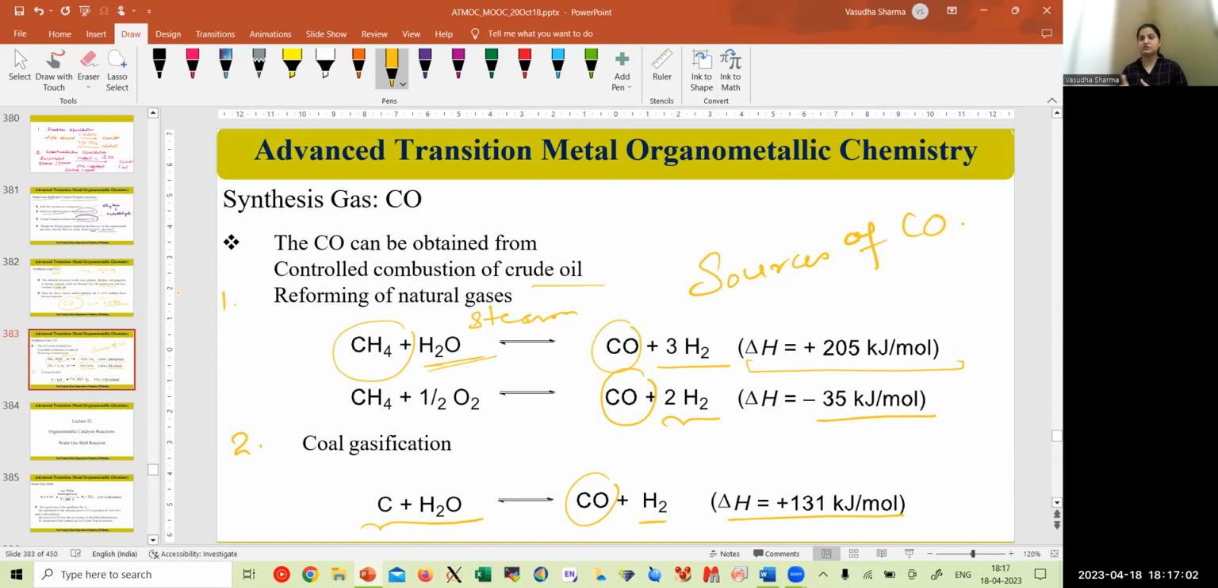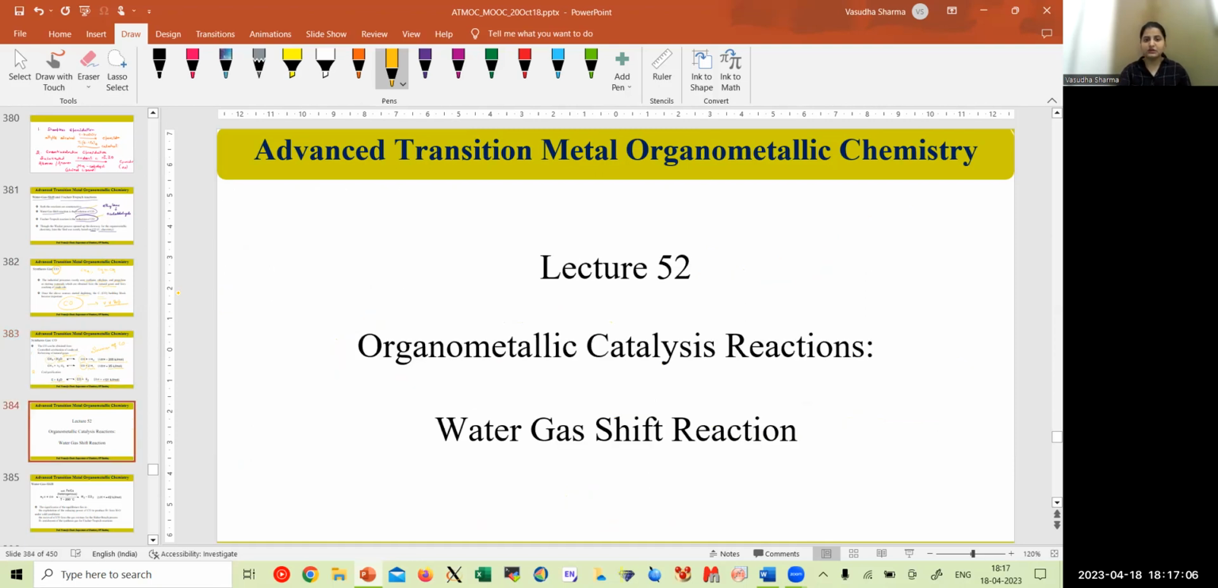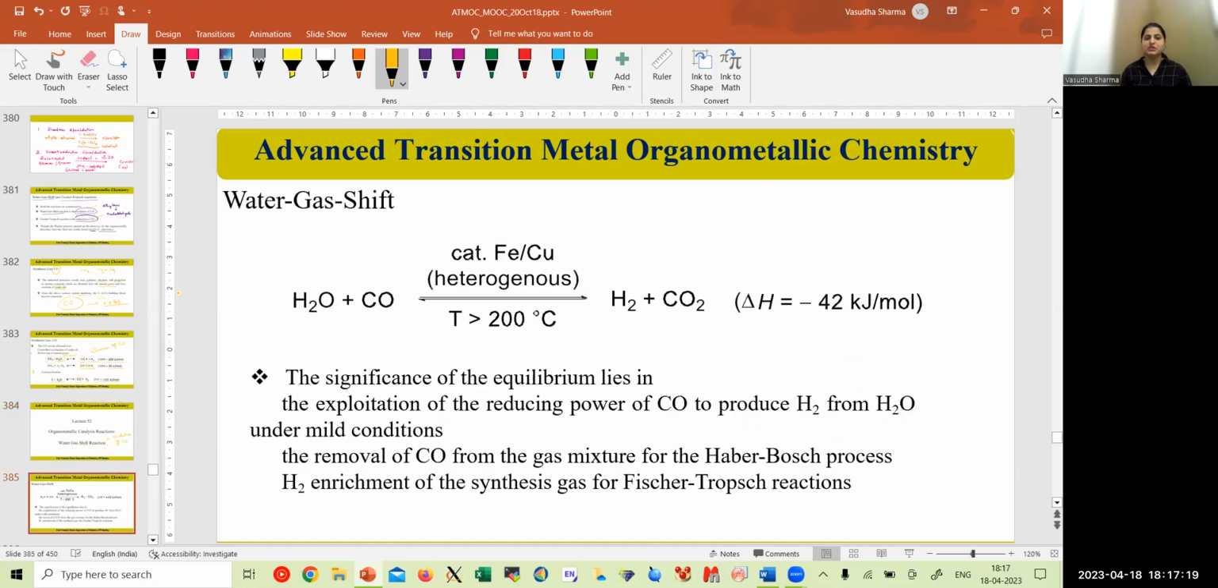The description about these two processes we will be taking up in the next lecture. So here, firstly, we are talking about the water gas shift reaction, which is nothing but the oxidation of carbon monoxide. As you can see, in the water gas shift reaction, the oxidation is happening using water.